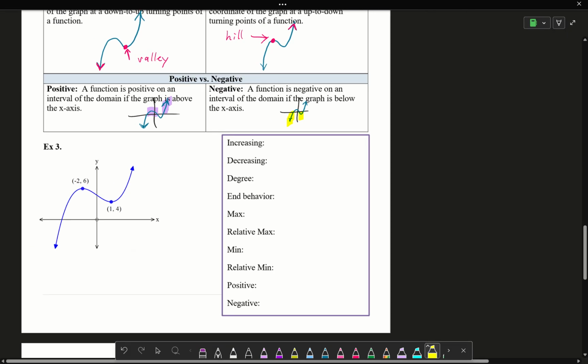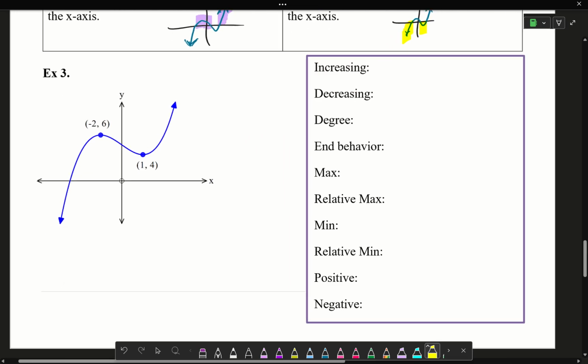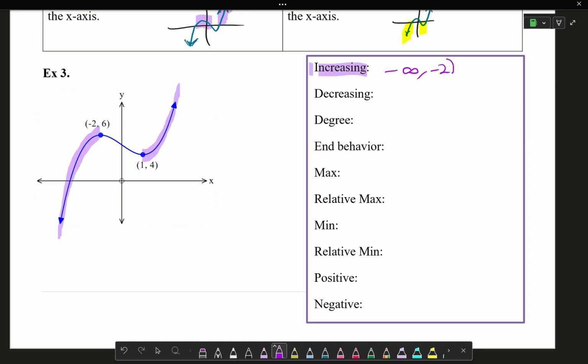All right, let's see if we can put it all together and identify just about all this information on this guy right here. From the top, increasing and decreasing. So where is this graph increasing? Well, from the left, it's coming up and it stops increasing here. And then right over here, it starts increasing again. We have two chunks. We're going to need a union. So we have from negative infinity to, it looks like -2, union 1 to positive infinity.